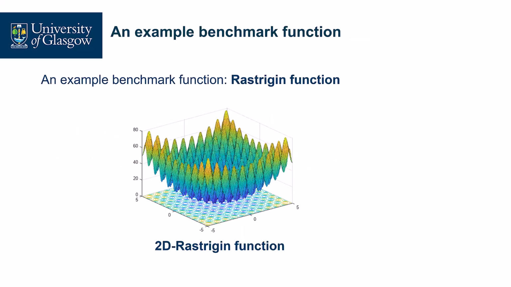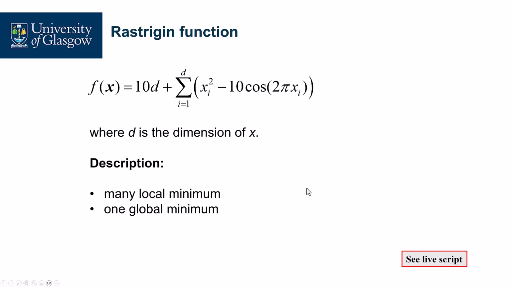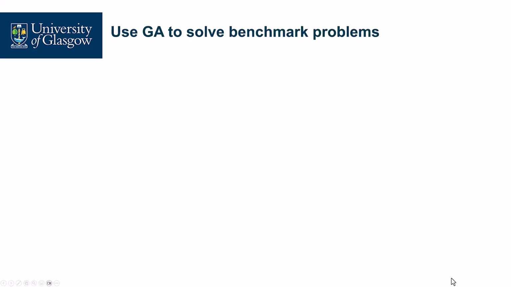Okay, and in this session, we will use a benchmark function, the Rastrigin function. We have seen it before, right? So here is the formula. This function has many local minima, as I have shown in the previous figure, but there's only one global minimum. The global minimum is at all zeros, and the corresponding function value is 0 as well. You can see more details in the live script. Then we will use GA to solve this problem.